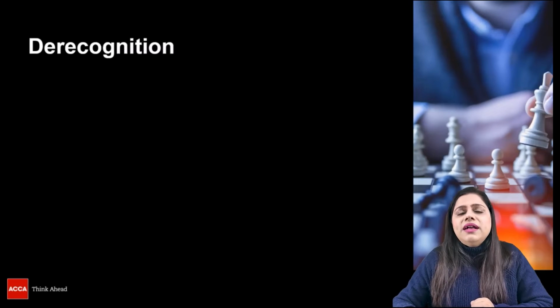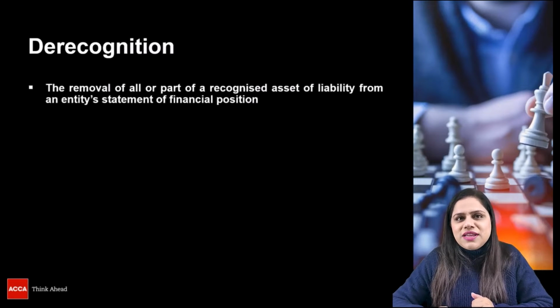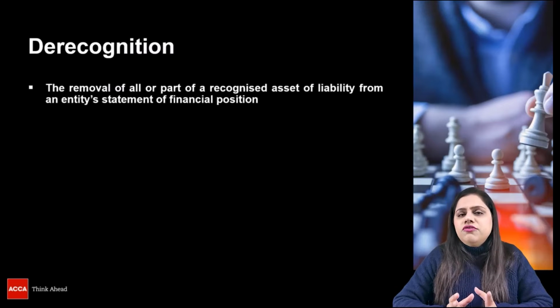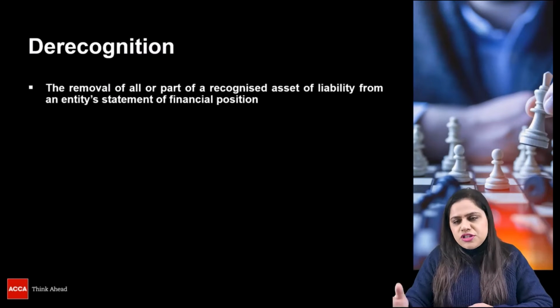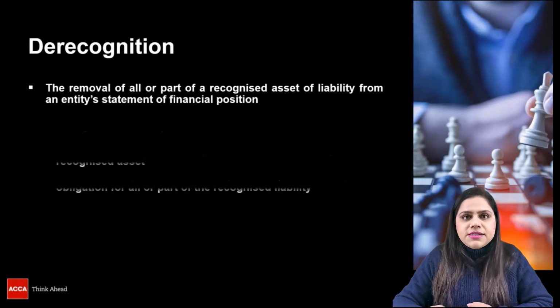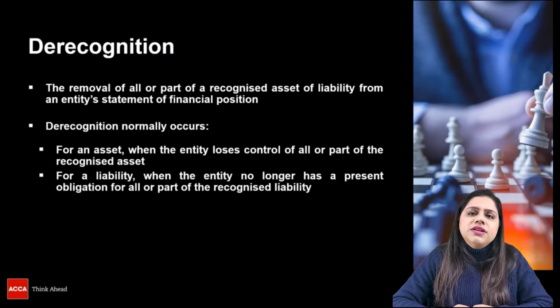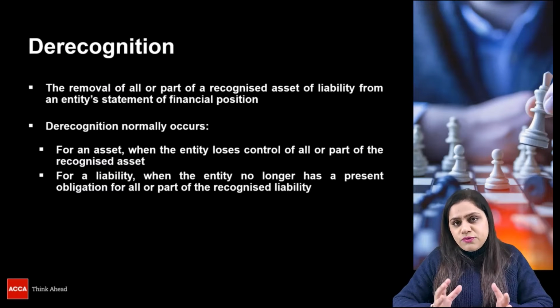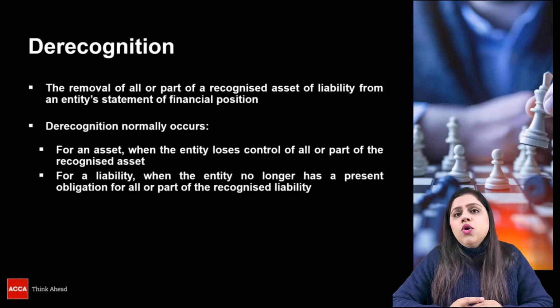Then we come to the derecognition criteria. So derecognition basically means when you remove an asset or liability from an entity's statement of financial position. It may be full or it may be in part. Now, derecognition normally takes place when the entity loses control of an item, that is for the asset, and for the liability, when they no longer have to pay for it.